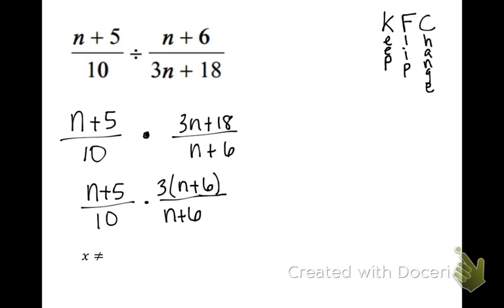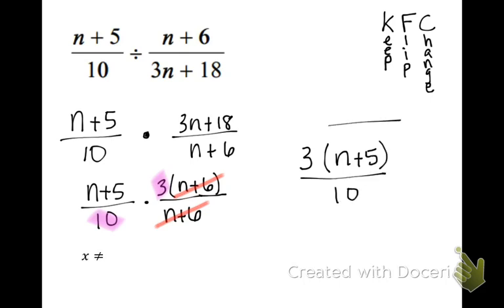So now I'm looking on the top and the bottom to cancel things out. N plus 6 cancel. We need to check our 3 and our 10. Are there any factors that we can divide both 3 and 10 by? There's not, so we're just going to leave the 3 and the 10 there. So this is what your final answer is going to look like. We're going to put the 3 first. Then in parentheses, we're going to put the n plus 5 over 10.